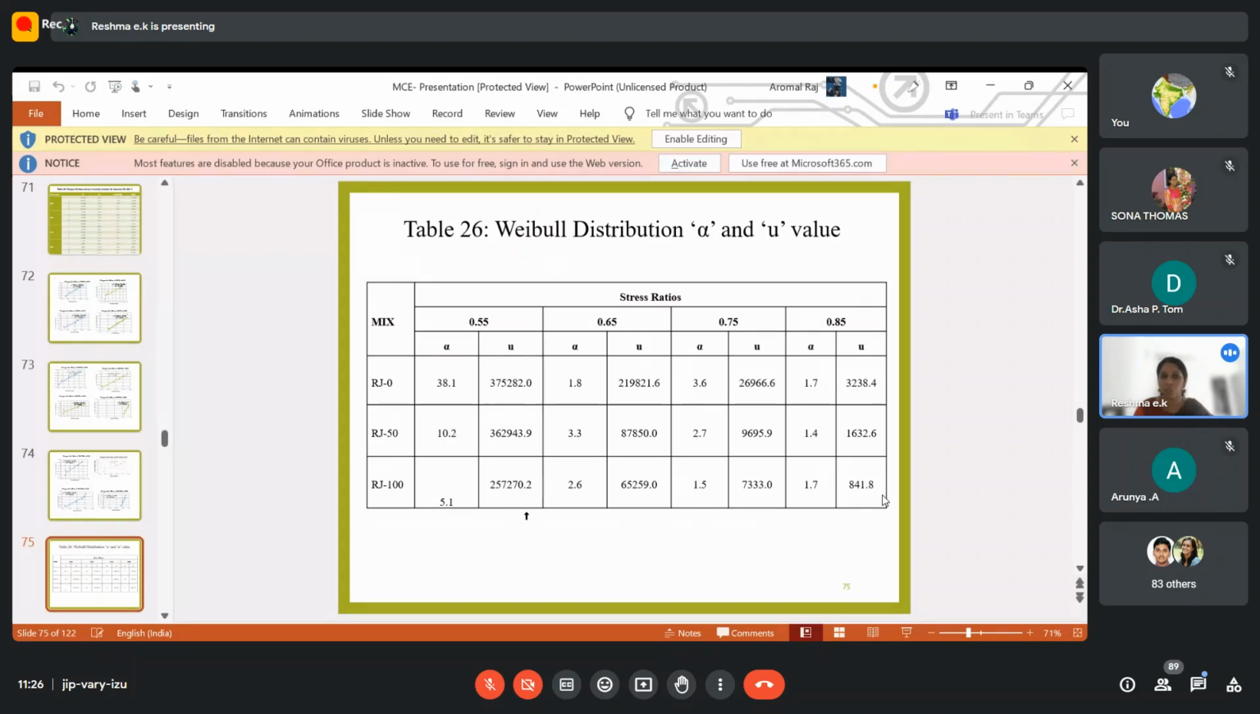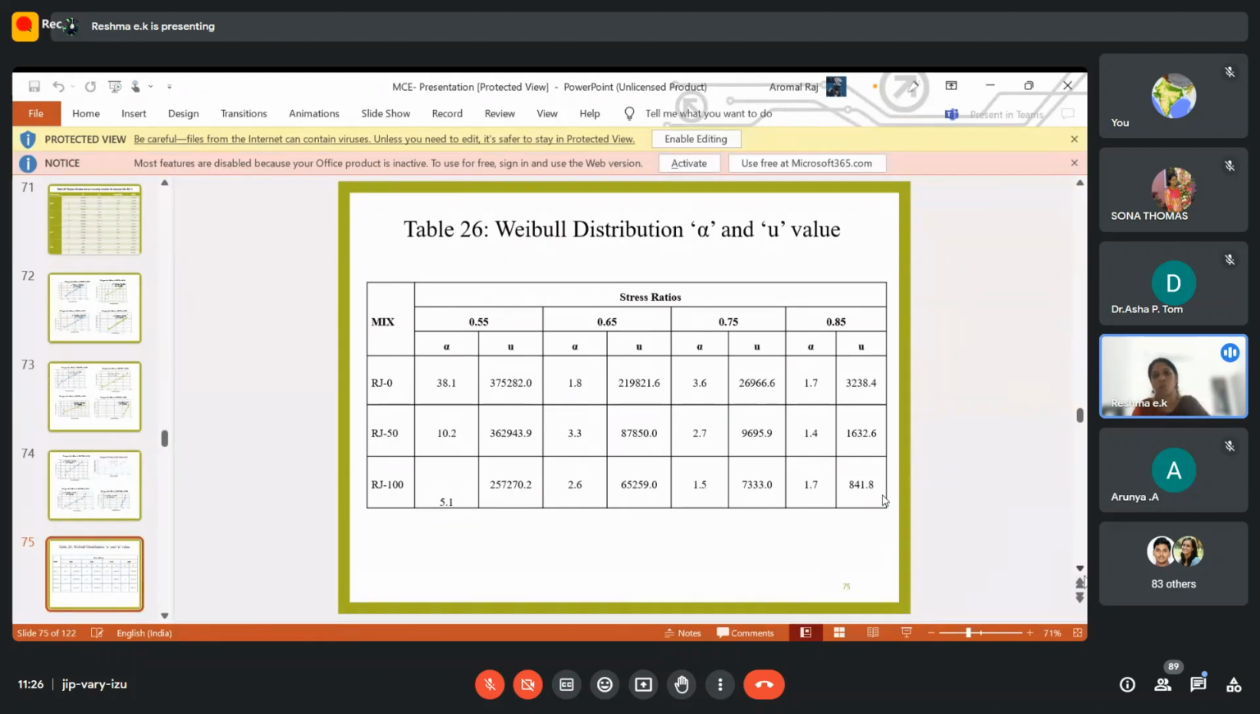And the parameters also, see alpha value, mu value. When I'm taking 0.55, it's only 10.2. When I'm taking 0.65, it is 3.3. Here it is 1.4. So at a high stress ratio the shape parameter is less, and at a low stress ratio it is more.